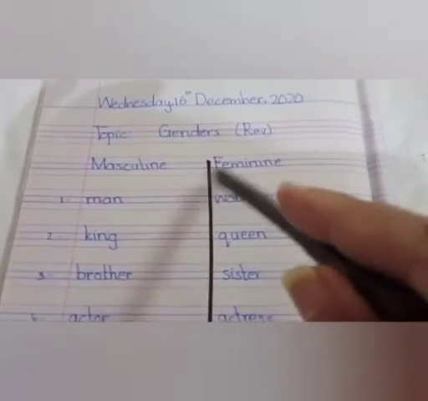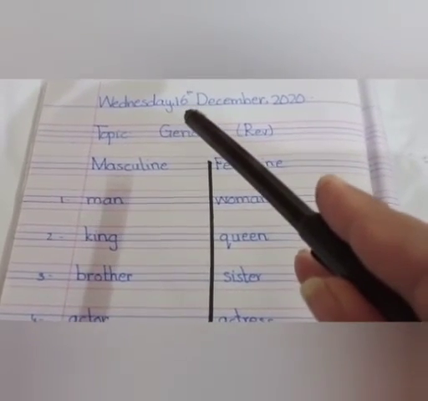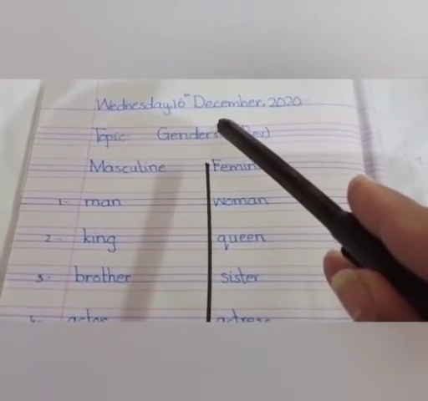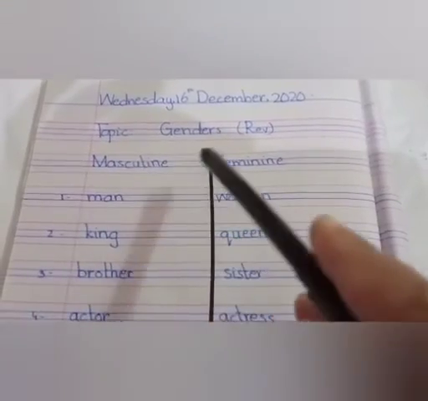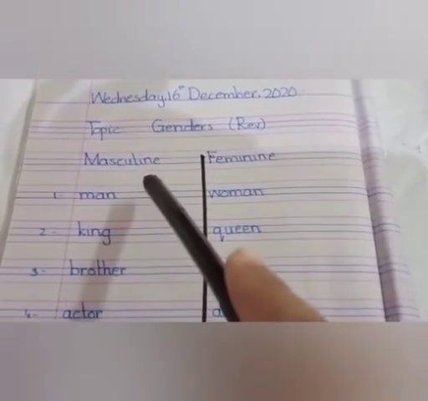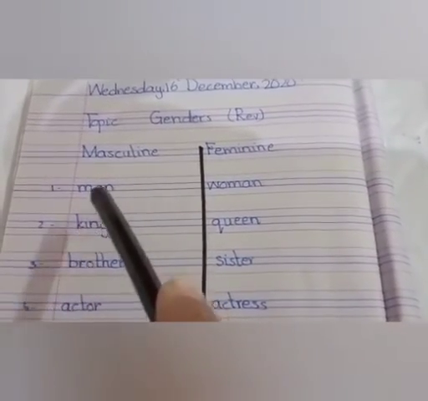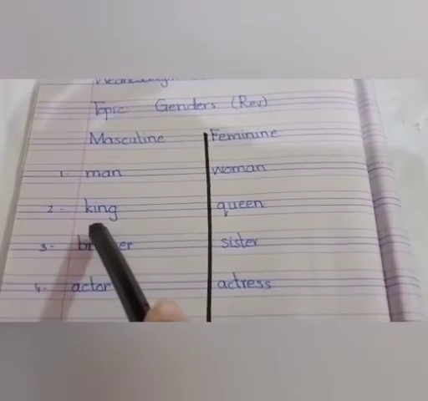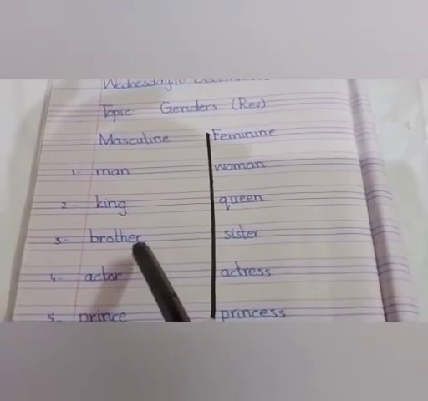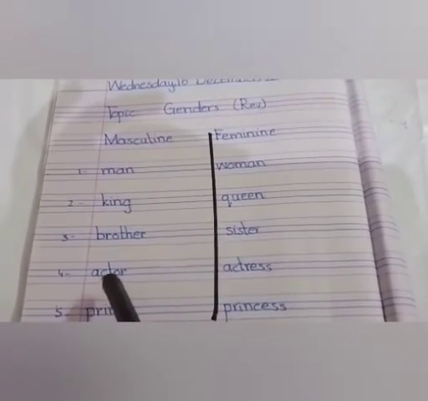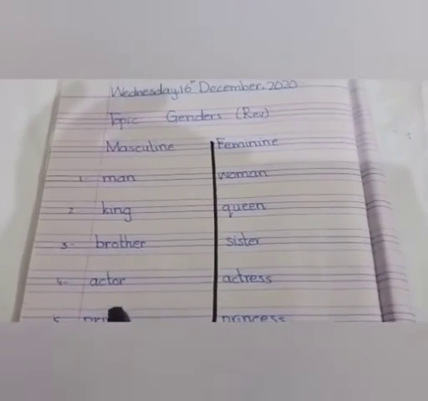Okay, students, open your copies. Firstly, write the date: Wednesday, comma, 16, December, comma, 2020, full stop. Topic: genders, it's a revision topic. Here write masculine, here write feminine. Write number 1, man. Number 2, king. Number 3, brother. Number 4, actor. Number 5, prince.